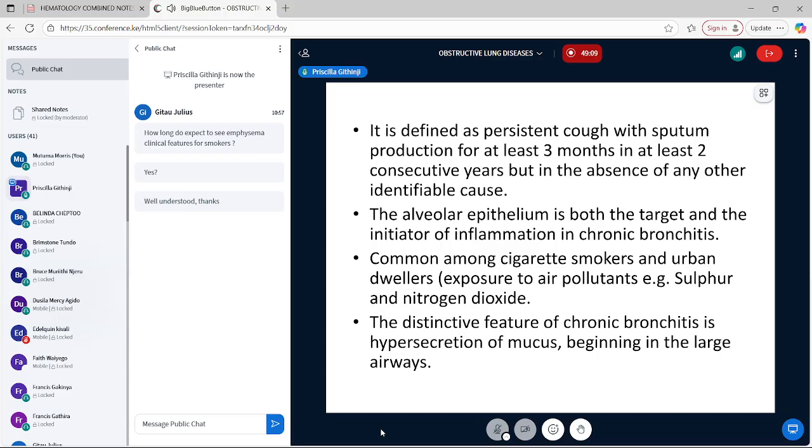So the alveolar epithelium is usually both the target and the initiator of inflammation in chronic bronchitis. The target, because when you smoke, those noxious substances will settle in the alveolar epithelium, and as such, that's where the inflammation is going to start. So chronic bronchitis is common among cigarette smokers and also urban dwellers like ourselves. And this is due to exposure to air pollutants, like sulfur and nitrogen dioxide, which is usually produced from combustion. So the distinctive feature of chronic bronchitis is the hypersecretion of mucus beginning in the large airways. So they present with a productive cough at least 3 months in at least 2 consecutive years.